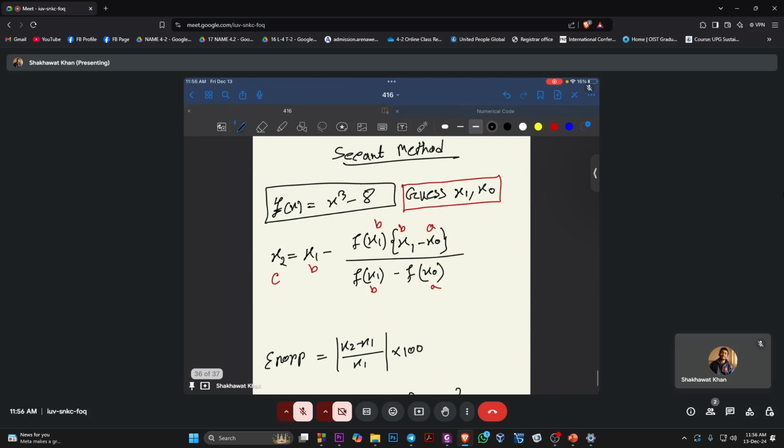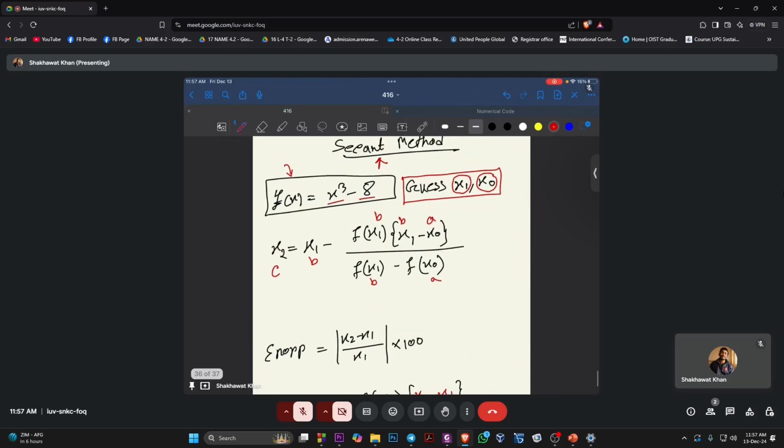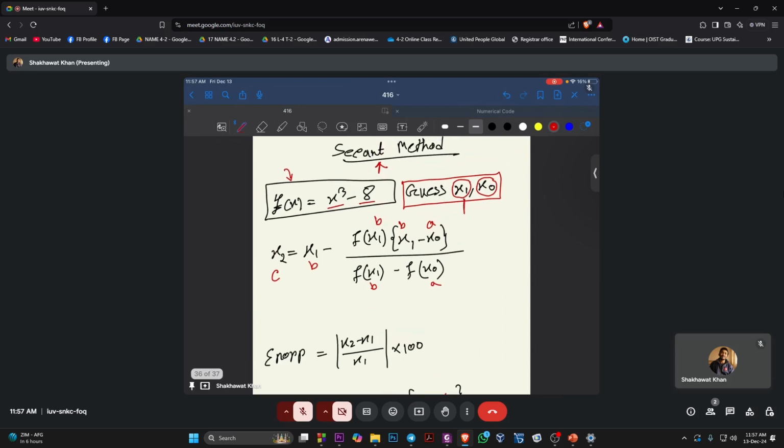If this is our problem, f of x equals x cube minus 8, this is the function that we want to solve using numerical analysis in C++ with this second method. First of all, in any numerical analysis, we always guess some initial values, that would be x1 and x0.